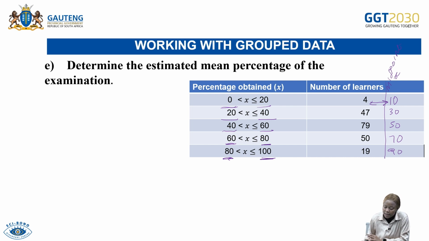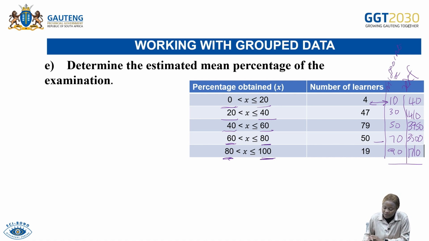So here we are multiplying the midpoint times the frequency. If you say 4 times 10, you'll get 40. And then 47 times 30, you'll get 1,410. And 79 times 50, you will get 3,950. And 50 times 70, I am going to get 3,500. And if I say 19 times 90, I get 1,710, right?